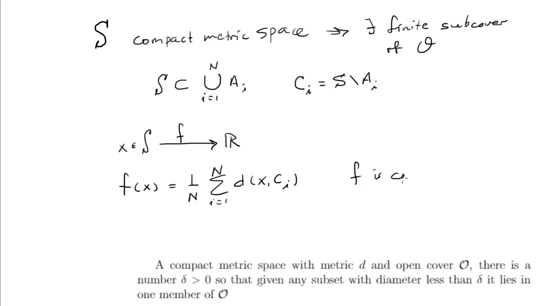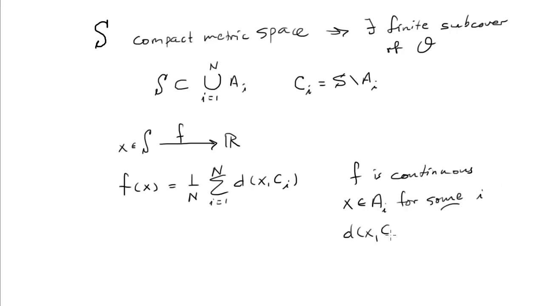The distance function is continuous. A linear combination of continuous things is continuous. X has to be in some A sub I. So the distance from that x to the boundary of that has got to be a positive number. F is a continuous function on a compact space, so it attains its minimum. That minimum, delta, must be a positive number.